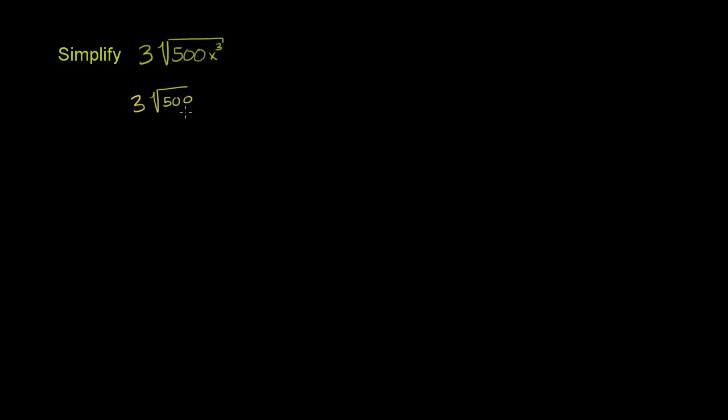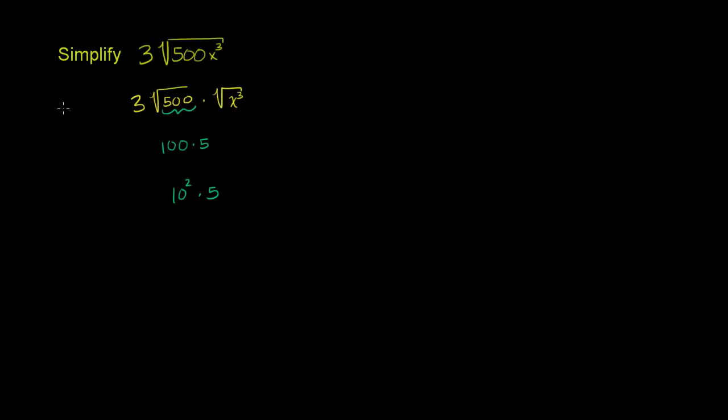And I'm going to do it a little bit different than I did in the last video, just to make it interesting. This is 3 times the principal root of 500 times the principal root of x to the third. And 500, we can rewrite it, because 500 is not a perfect square. We can rewrite 500 as 100 times 5, or even better, as 10 squared times 5. 10 squared is the same thing as 100.